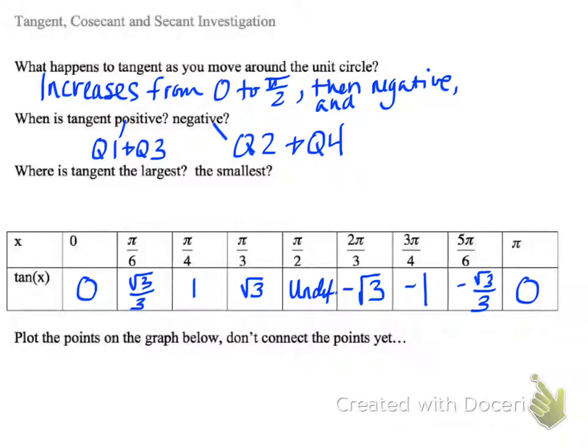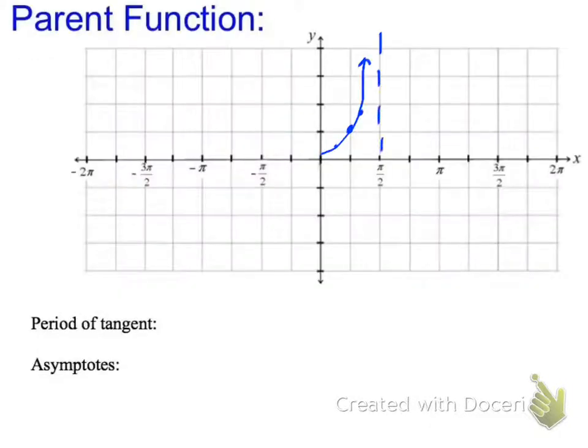This is video 461, and the goal of this video is to be able to graph tangent and cotangent. So we did this investigation in class, and we started to look at the key features of a tangent graph. And we found this table, and then we went through and graphed it.